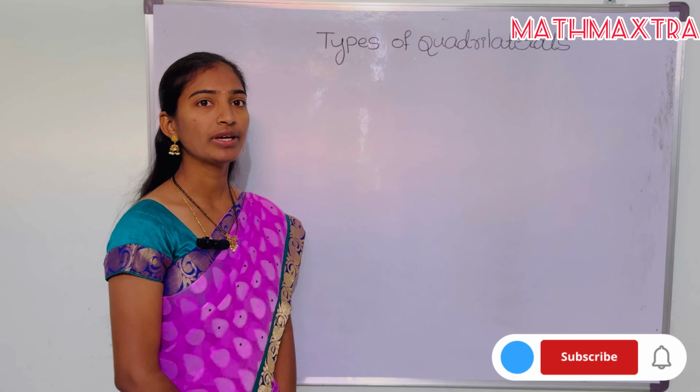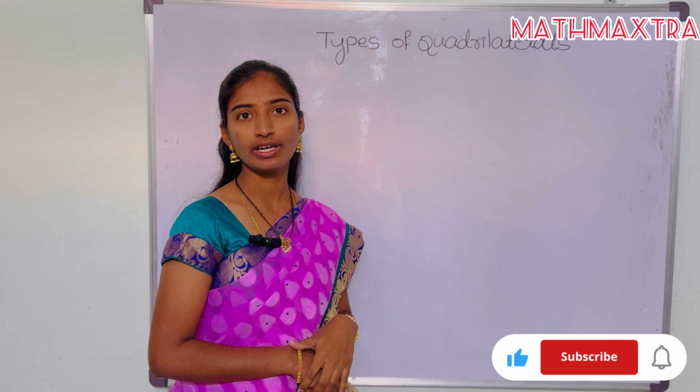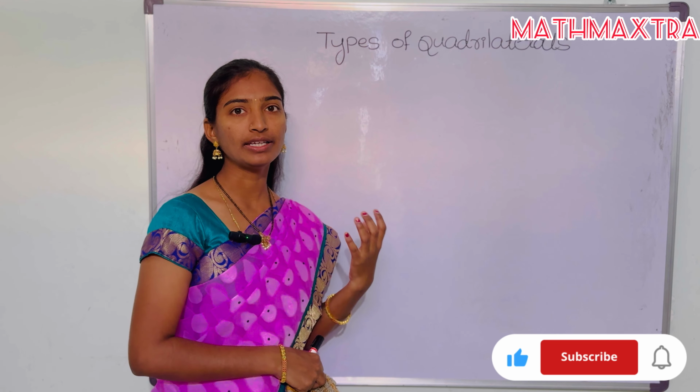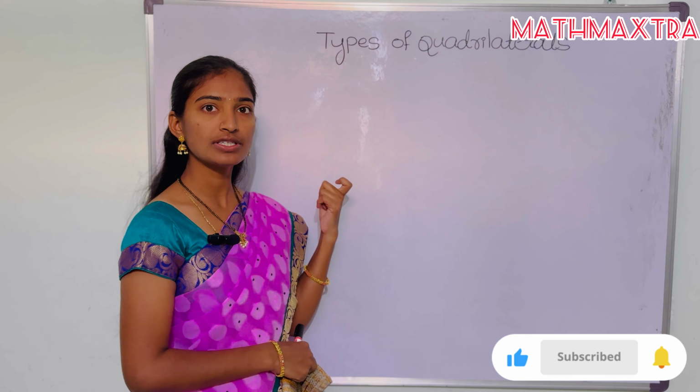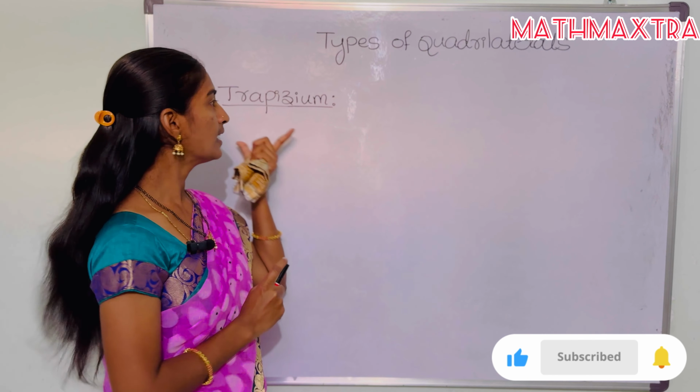Today our topic is types of quadrilaterals. We have different types of quadrilaterals and we will discuss them one by one, along with their properties in detail. Okay, so the first one is trapezium. So the first quadrilateral is trapezium.